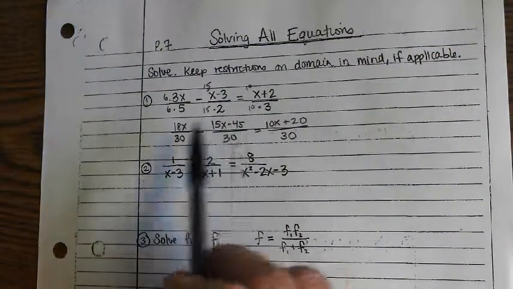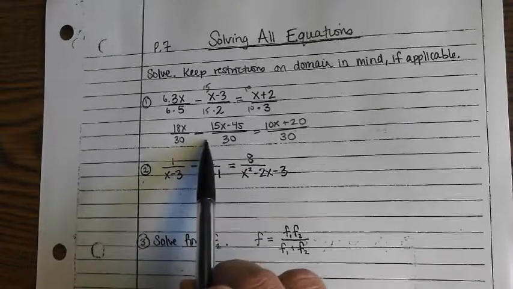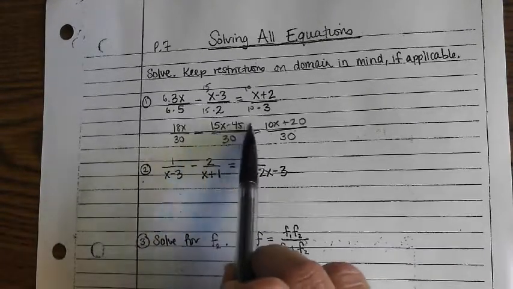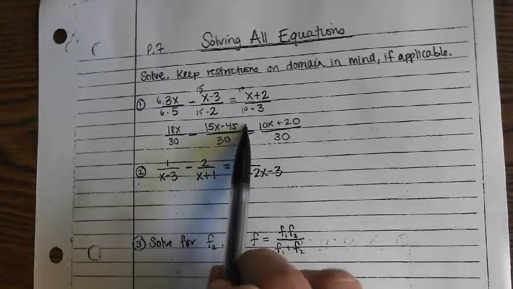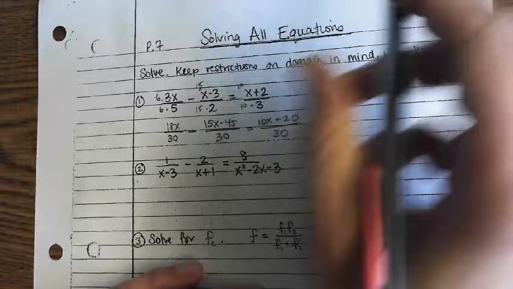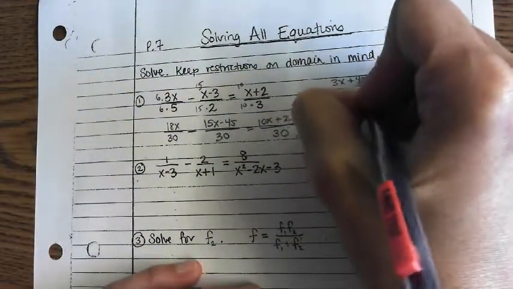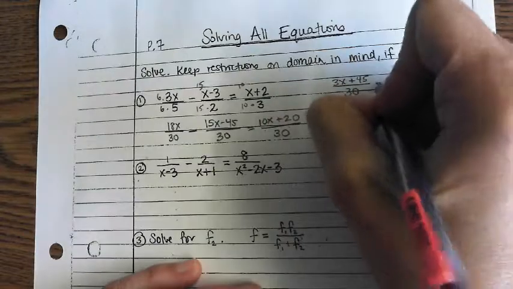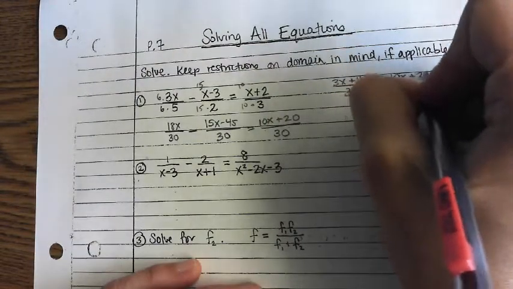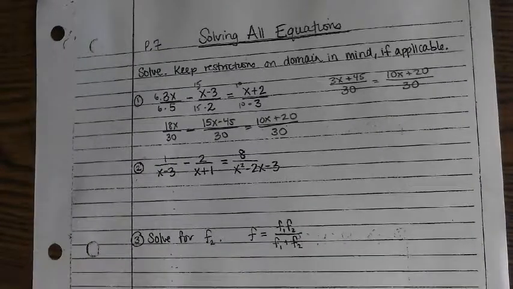Okay, combine these two terms together. So actually do the subtraction. Now be careful here because you are subtracting a binomial. So you have to be careful of that. You're going to do 18x minus 15x. That'll give you 3x. But then minus a negative 45 is going to be plus 45. Keep taking me through this, Connor.